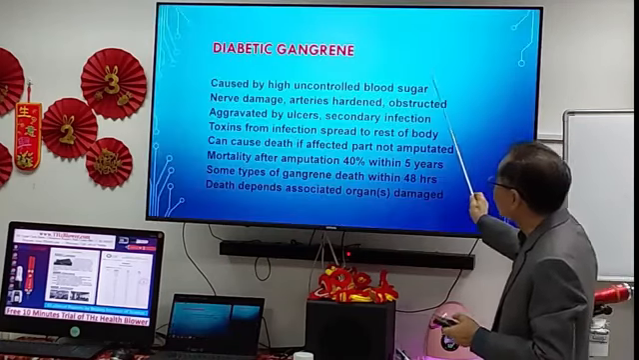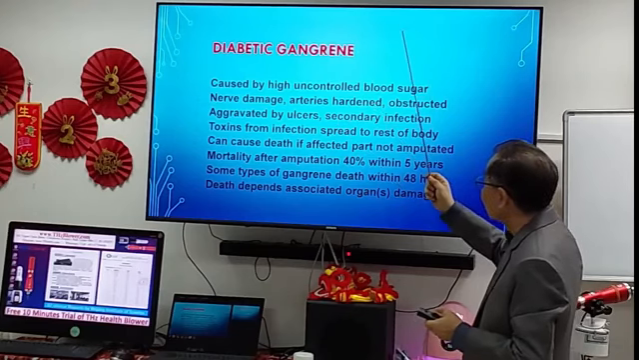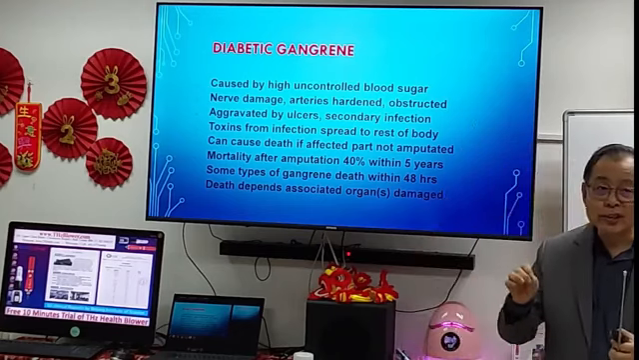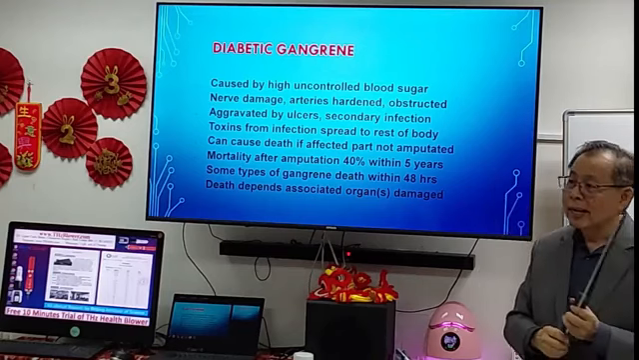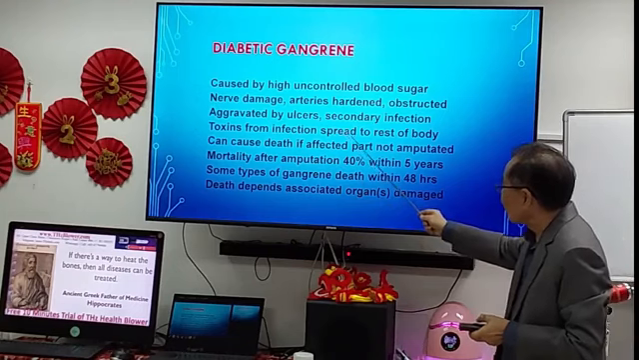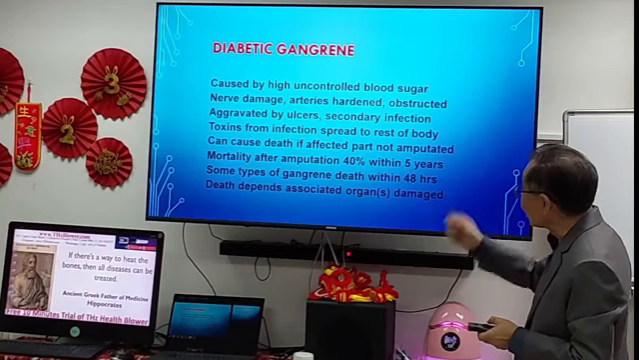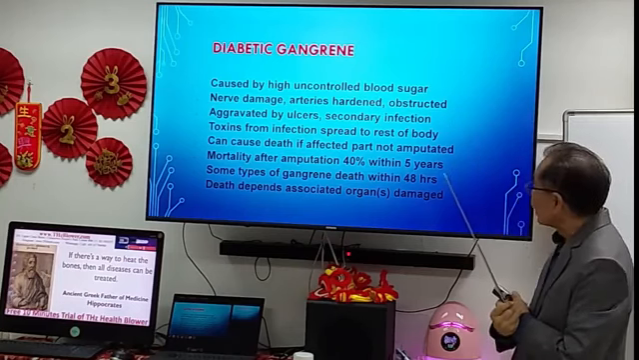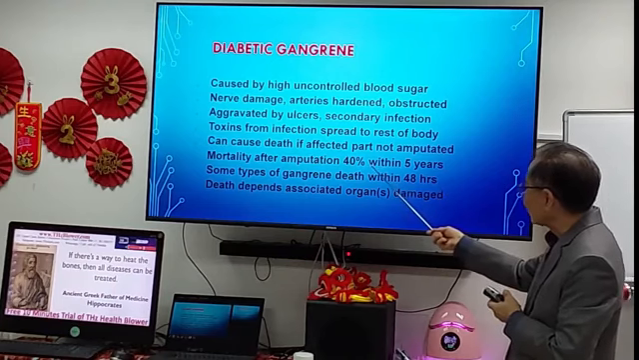So, uncontrolled blood sugar, nerve damage, your arteries are hardened and obstructed, aggravated by ulcers and infection. The thing is, if you have injuries, it gets infected, it doesn't heal at all, and that makes it even worse. That makes this tissue die. Toxin from this infection can spread to the rest of the body, and it will cause you to die unless you amputate the affected parts. That's why you need to amputate. And mortality after amputation, 40% will survive.